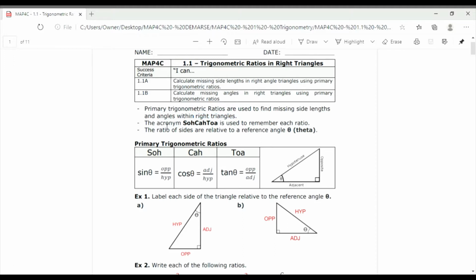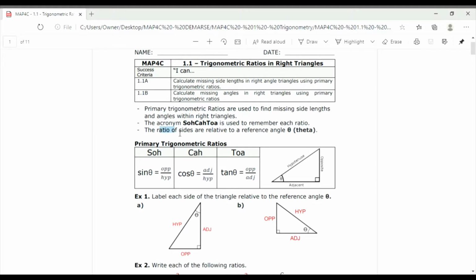To do this, we use the acronym SOHCAHTOA, which is a made-up word to help us remember the use of the primary trig ratios. There are three primary trig ratios: sine, cos or cosine, and tangent or tan. In SOHCAHTOA, the capital letters S, C, and T represent those three ratios. The capital S stands for sine, the capital C stands for cos, and the T for tangent.